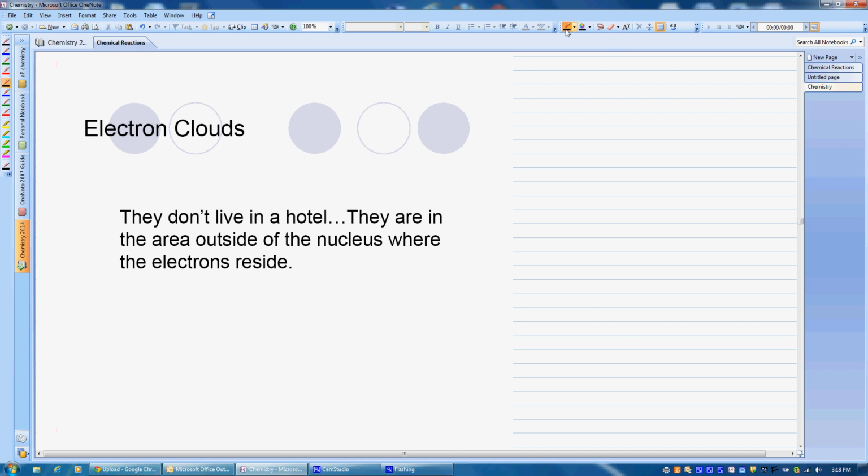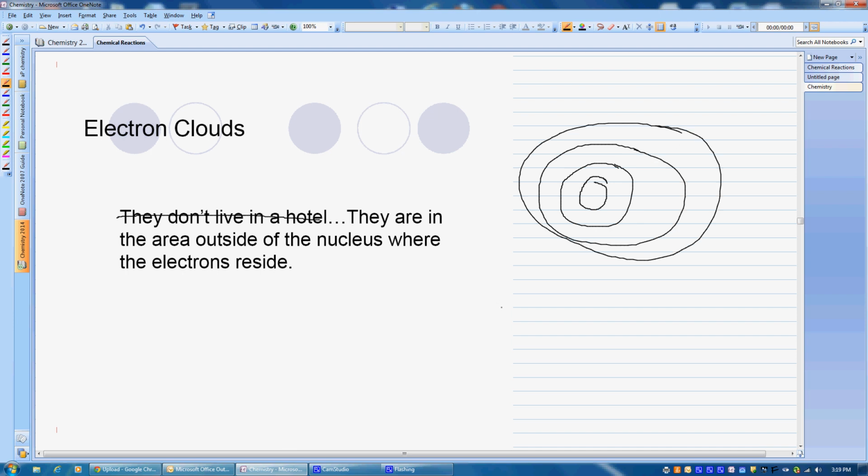So what does that mean? That means that they can be in a huge area all over the place. They aren't concentrated in just one area. So they're in this area outside of the nucleus. A lot of times when you're in junior high, they have you draw these Bohr models showing where your electrons are. We are not learning that way anymore.